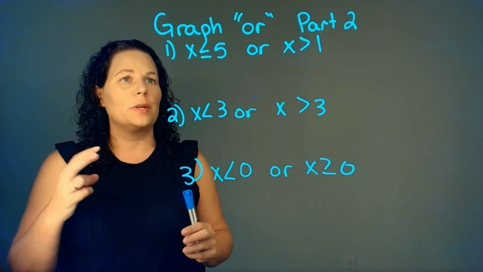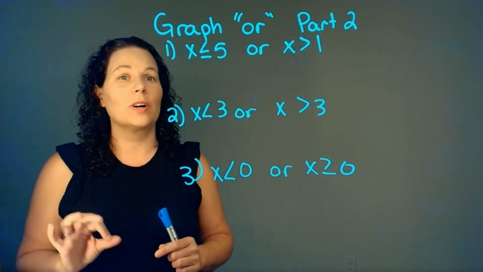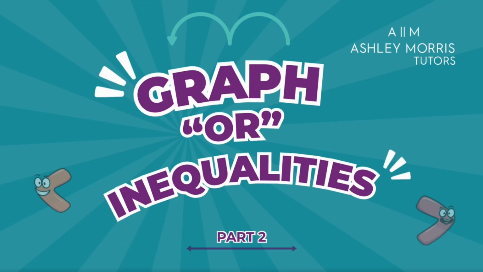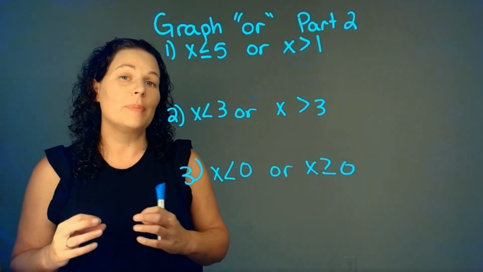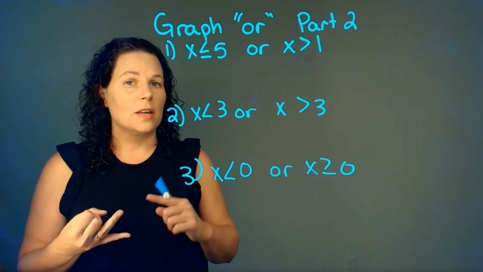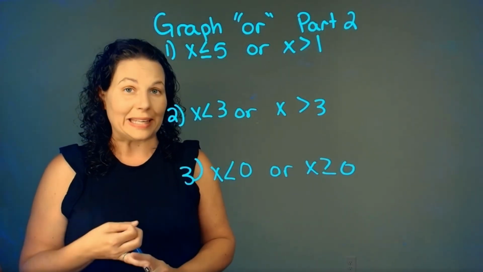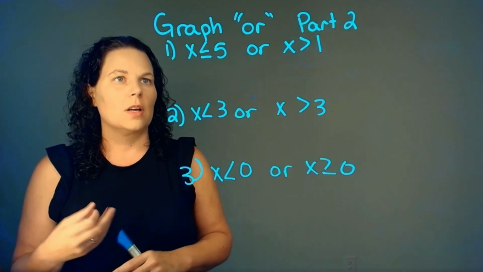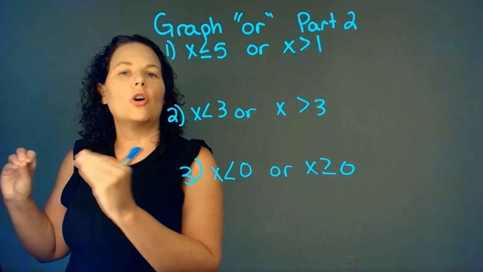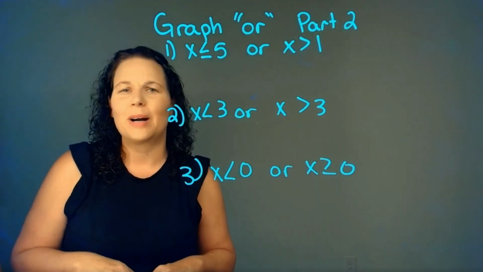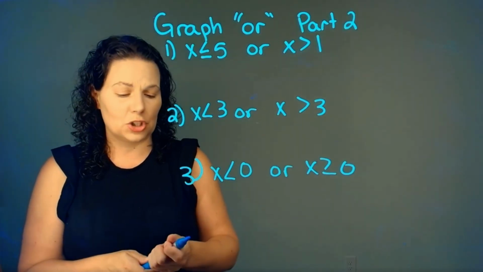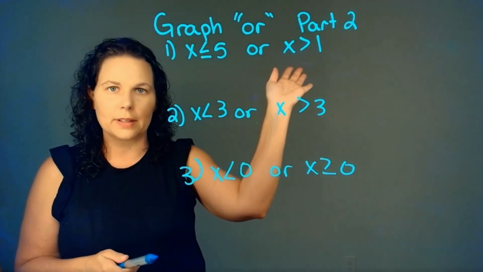In this video, we're doing part 2 of graphing OR inequalities. These are compound inequalities. We've got and, then a subset of that is the between, and then we've got or. With and, we look for the overlap. With or, I don't care about an overlap. If it's part of the shading for one, it's part of the answer.